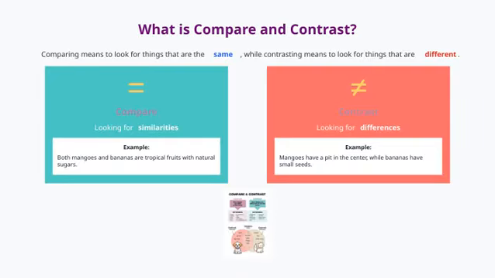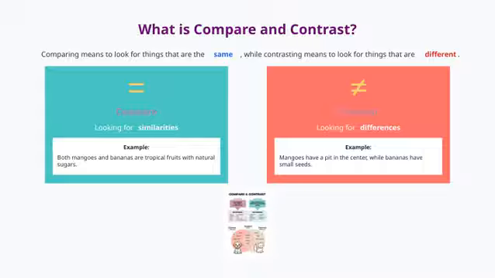So let's talk about what compare and contrast really mean. When we compare, we're looking for things that are similar. Think of it as finding the common ground between two things. For example, both mangoes and bananas are tropical fruits, and they both contain natural sugars. That's comparing, finding what they have in common.